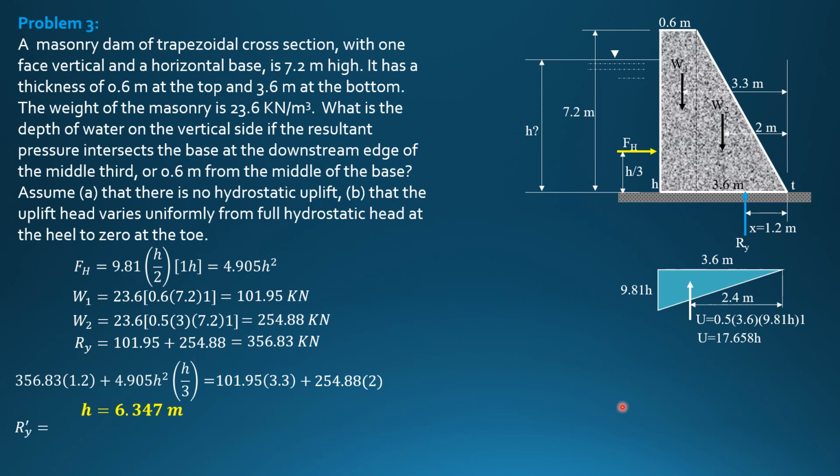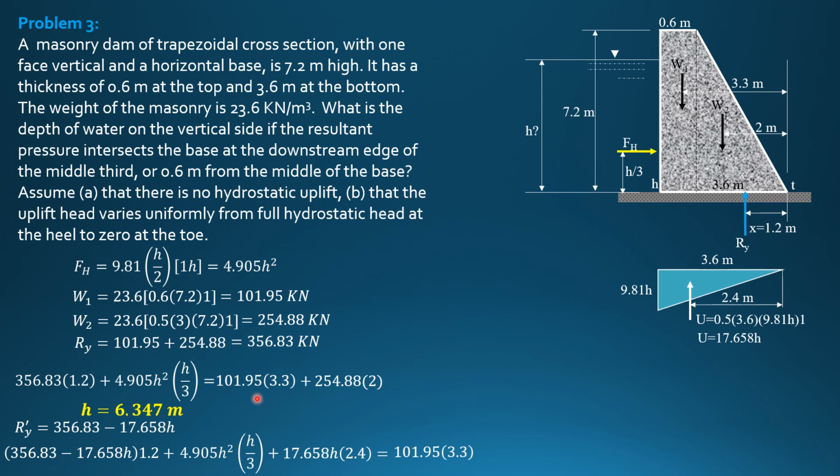So R_Y prime is 356.83 minus the uplift force. Then we still have to sum up moments about the toe equals 0. So (356.83 minus 17.658 H) times 1.2 plus F_H, 4.905 H squared, times H over 3 equals the same, plus uplift rather, 17.658 H times 2.4, and equals the same: 101.95 times 3.3 plus 254.88 times 2.